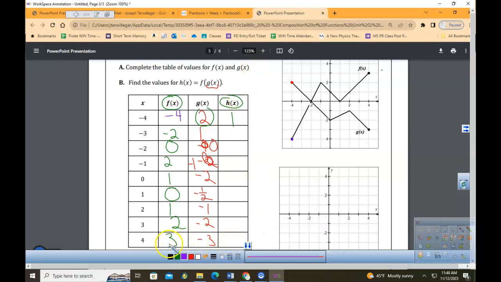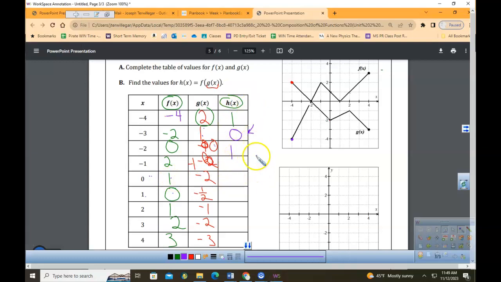Now that I have those, it makes h of x easier because for each h of x, I'm taking my g of x and plugging it into my f of x. So for this one, my g of x goes to 1, and when I plug in 1 for f of x, I get 0. Okay? Let's do that again. So follow the mouse. My g of x is 0. And then I take 0 and plug it into f of x. And f of 0 is 1.